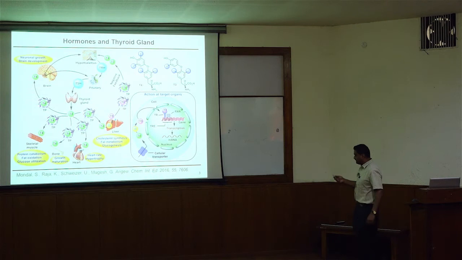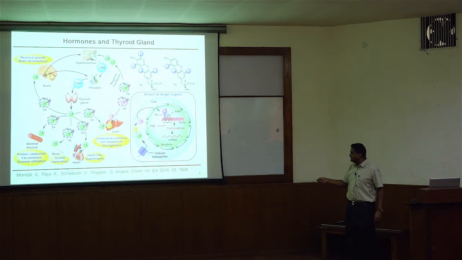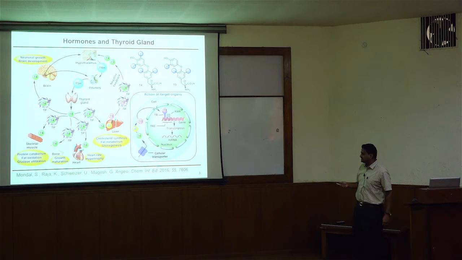And if you remove one iodine from the outer ring of this prohormone, it produces T3, which is biologically active. Why is T3 biologically active? Because only T3 can bind to the nuclear receptor that leads to transcription, mRNA, and protein expression. So all the cellular functions are associated with T3. Removal of one iodine from T4 is the first step in thyroid hormone action.